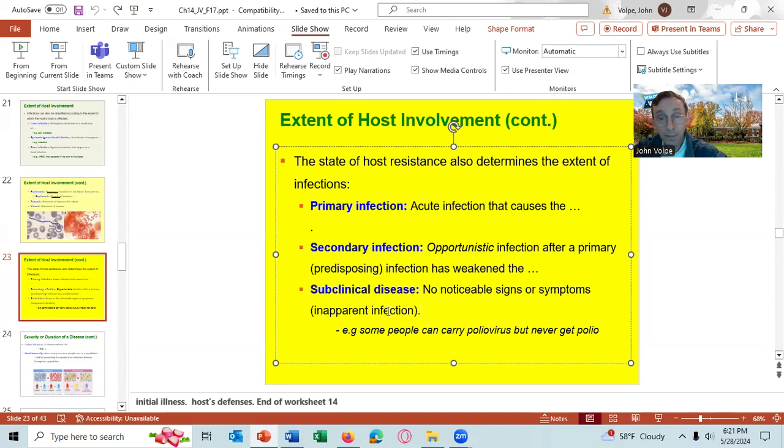Some people can carry polio, the polio virus, but they never get signs or symptoms of polio. And they can spread the polio virus from one person to another. So they are a carrier, but they themselves never have any signs or symptoms of the disease polio.